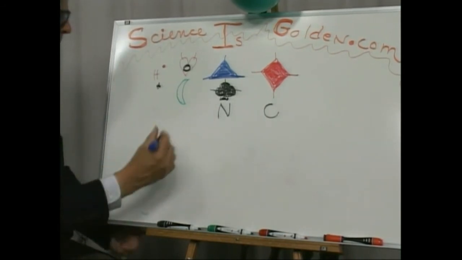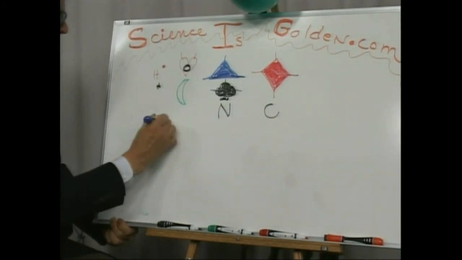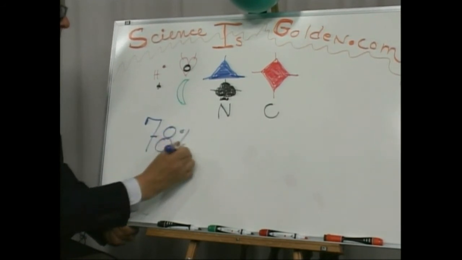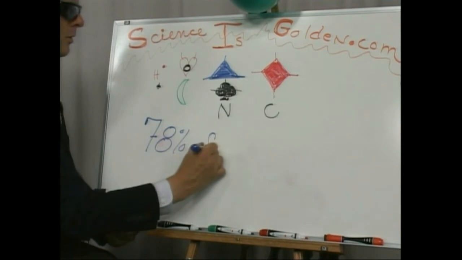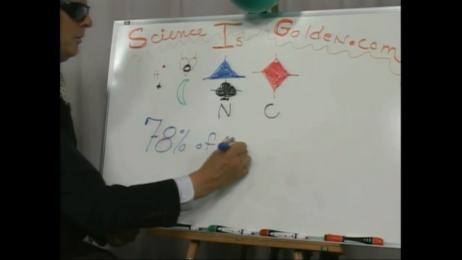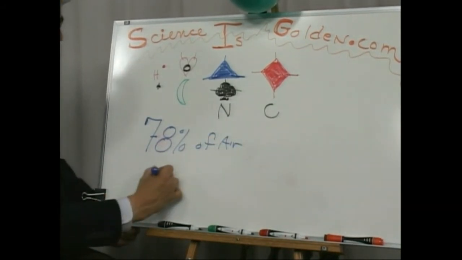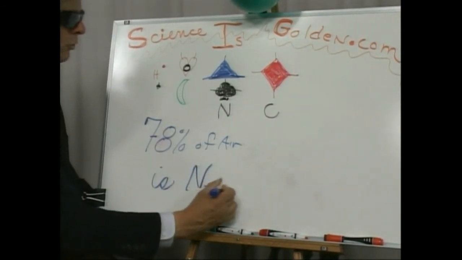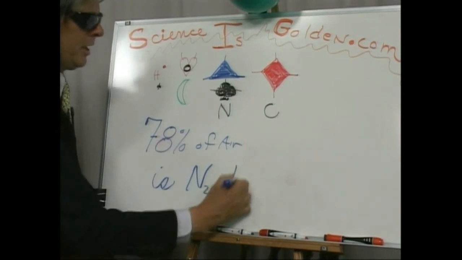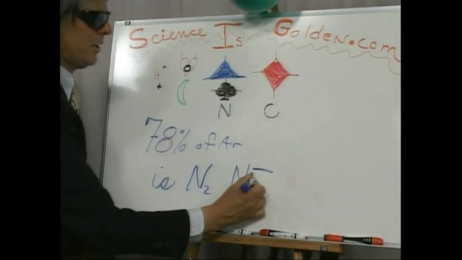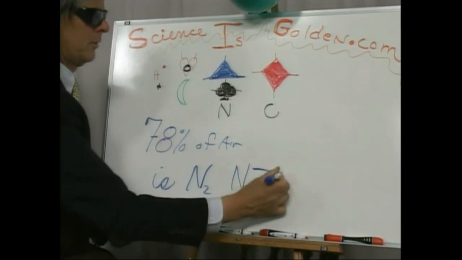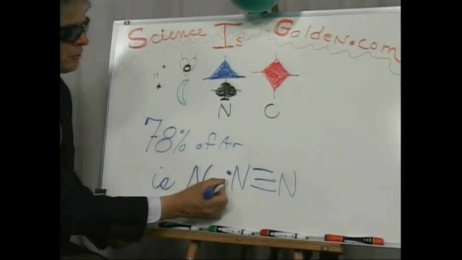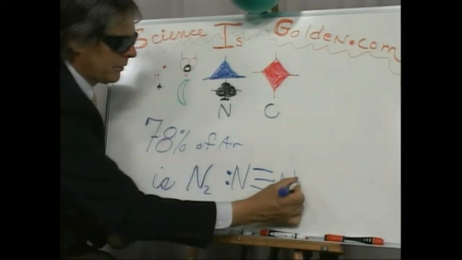N2, there's a triple bond. 78% of the air that you breathe right now is nitrogen. And it's two of them. So N2 is an N triple bond. And the way you'll really draw this is having electron pairs, because you always got to count the electron pairs.